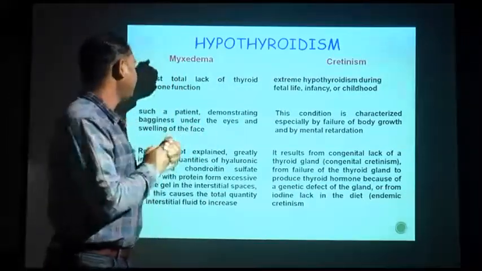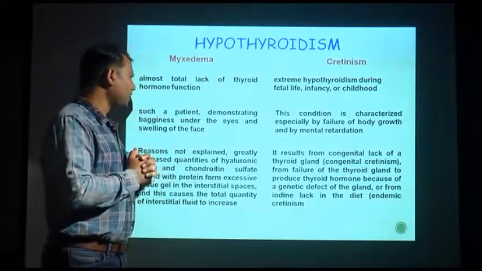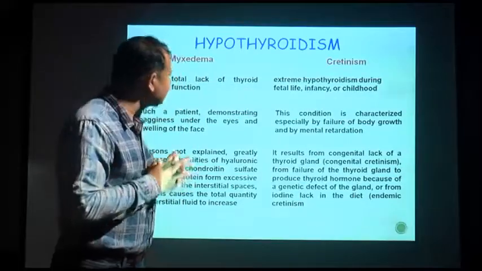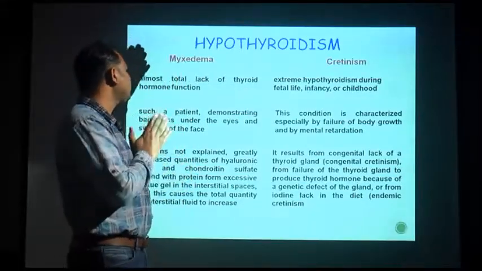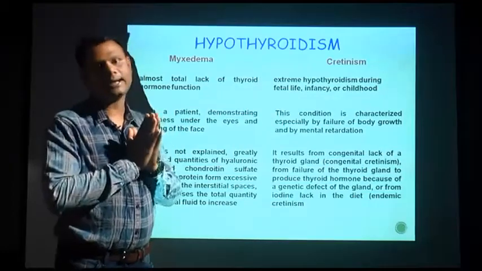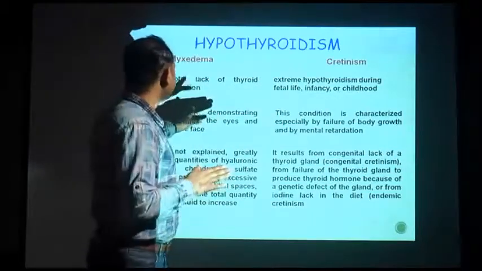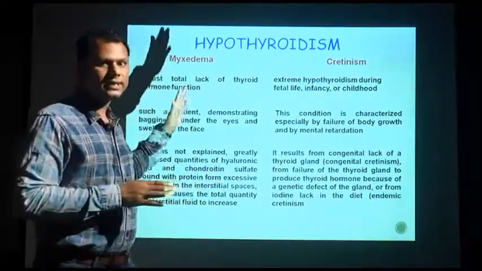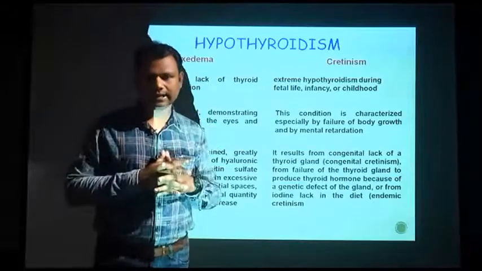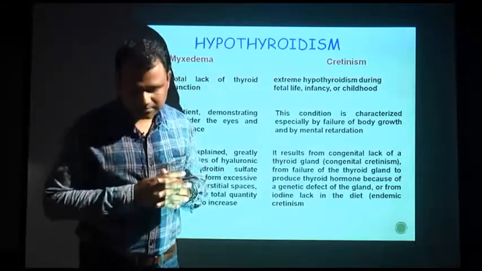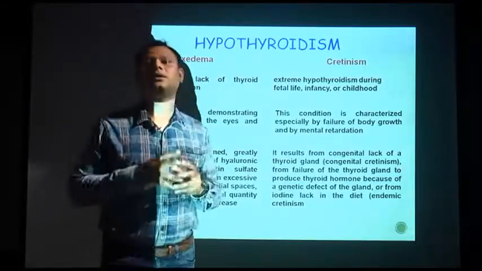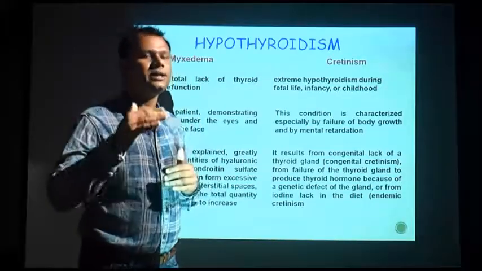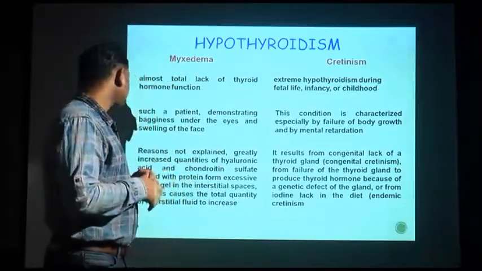But in case of cretinism, the condition is characterized especially by failure of body growth and by mental retardation. In this case, in case of myxedema, the intelligence level may not get damaged, but in case of cretinism, as it is a childhood disorder, the child's intelligence level goes down.